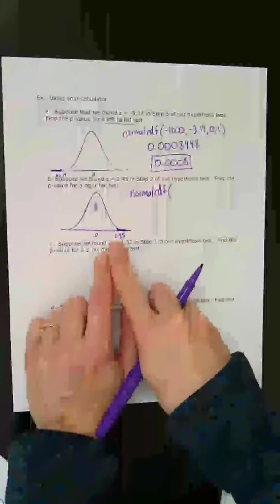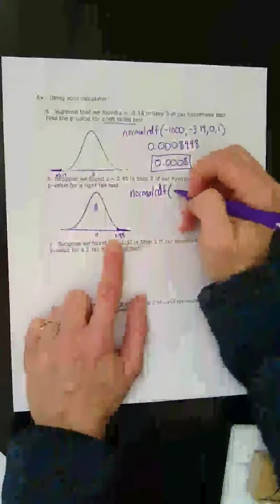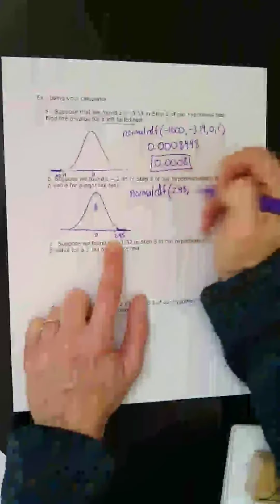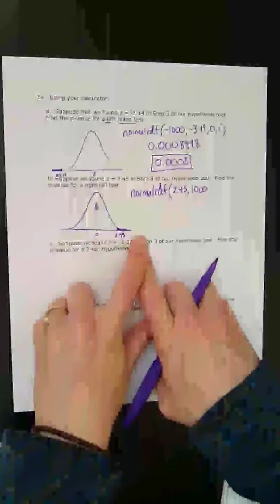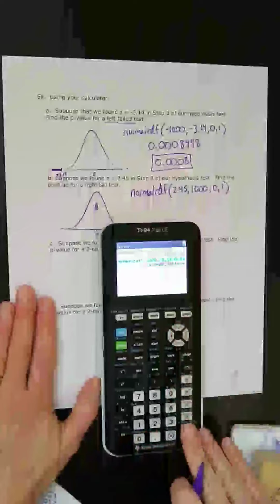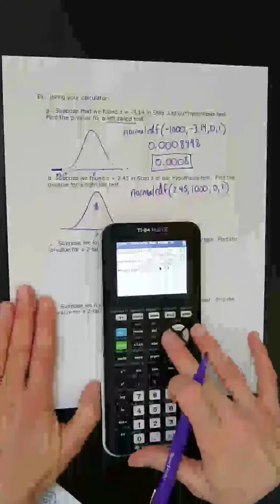So now if I'm doing a right tail test, my lower bound is this z value, and my upper bound is the 1,000. So the lower and upper bound always need to go from left to right. So it's either going to be negative 1,000 up to a number, or from a number up to positive 1,000. I like to cheat in my calculator and just type over the previous thing because I don't like those menus.